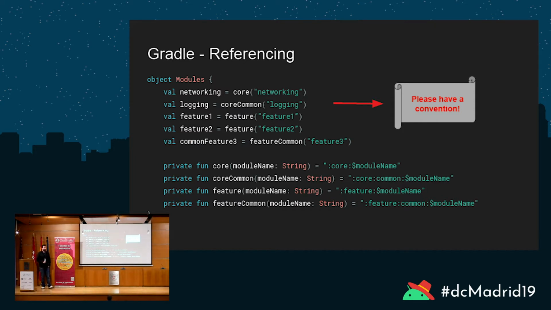Please have a convention for the module names. That is literally crucial. Not at the beginning maybe, but at the end you start having all these different types of camel case, kebab case, snake case, and so on. So just decide on one of them and stick with it.